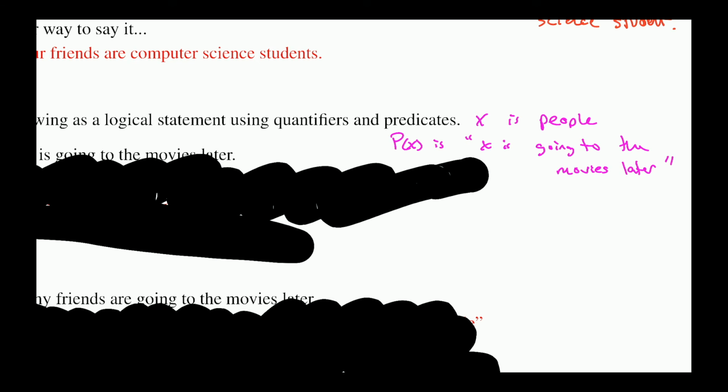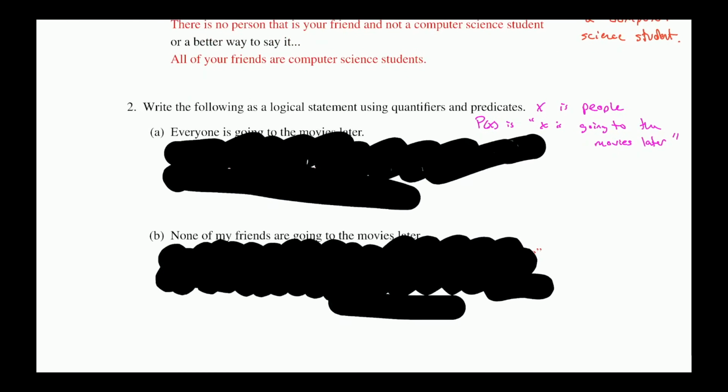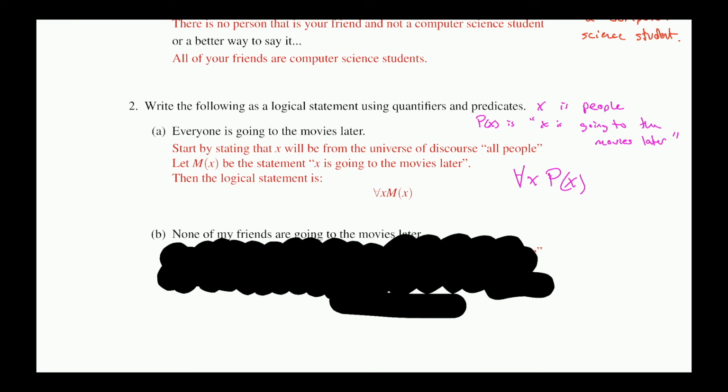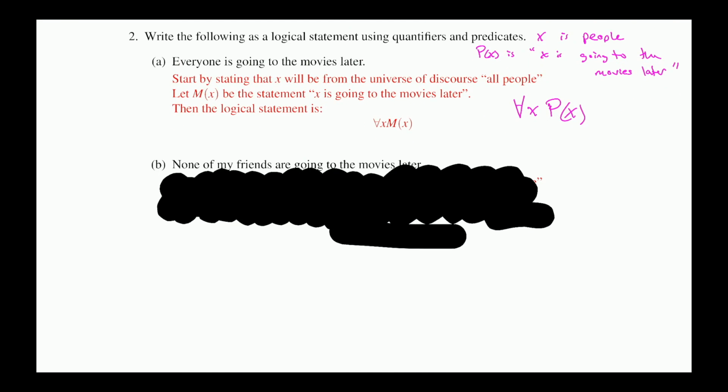All right. So with that in mind, how would you say everyone is going to the movies? Everyone is all X. So you would just say for all X, that's all people, they are going to the movie theater. That's it. For all X, P of X. Okay, I used M for movies. Remember what I said? A lot of times they'll just use a letter that reminds them of what they're doing.